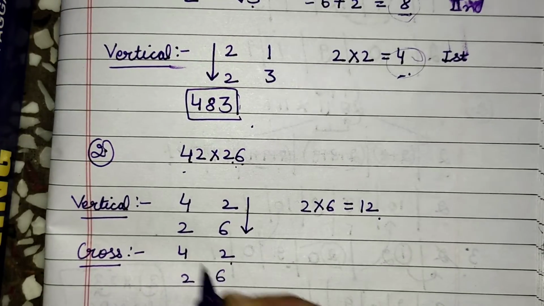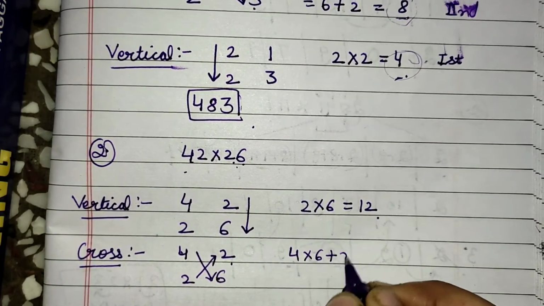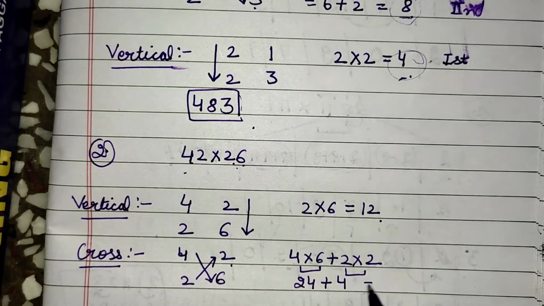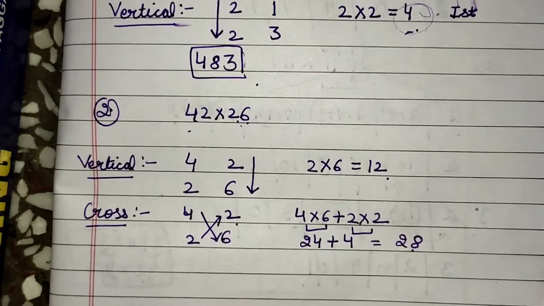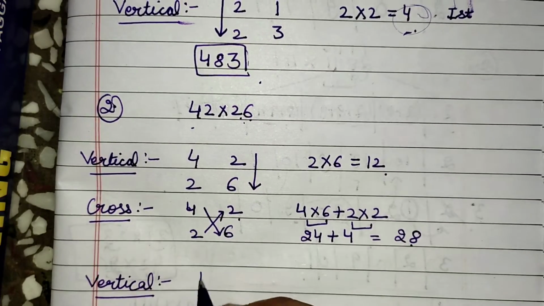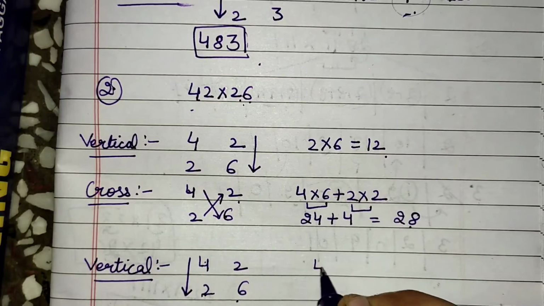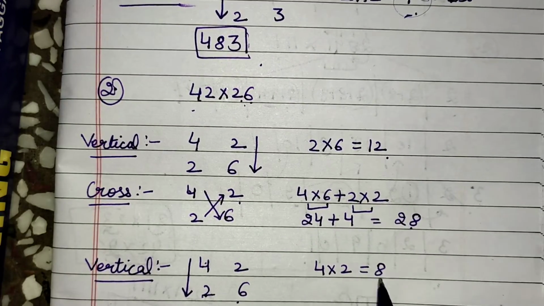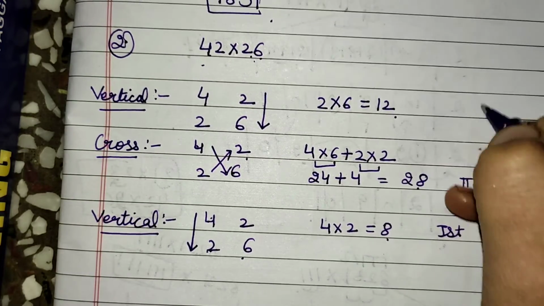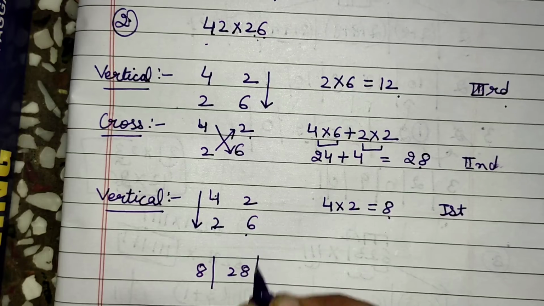Next you will do your cross multiplication. That means 4 into 6 plus 2 into 2. 4 into 6 is 24, 2 into 2 is 4, which gives you 28. Again do your vertical multiplication. This time we have to do the vertical multiplication of our starting digits. That means 4 into 2 is equal to 8. So this is the first part of the answer, this is the second part, and this is the third part. So write down your answer: 8, 28 and 12.